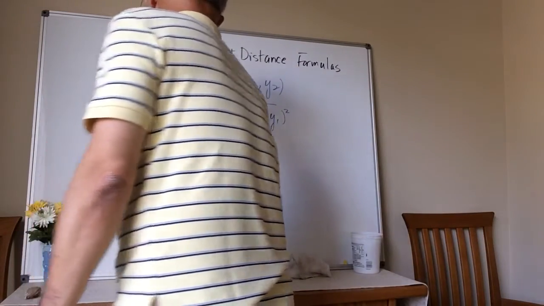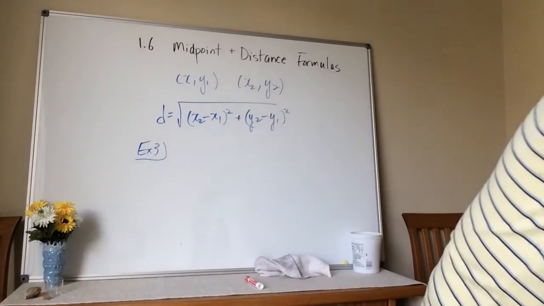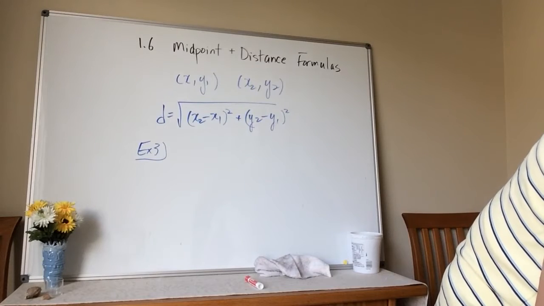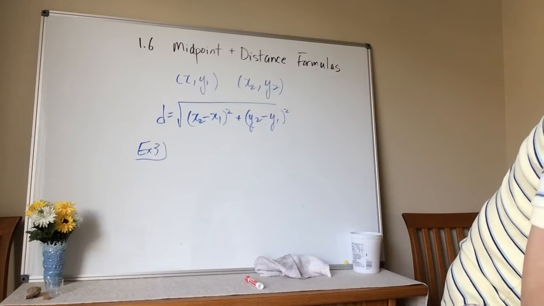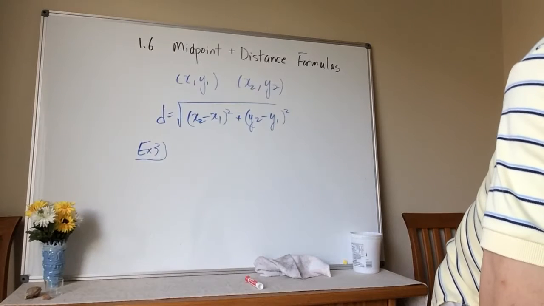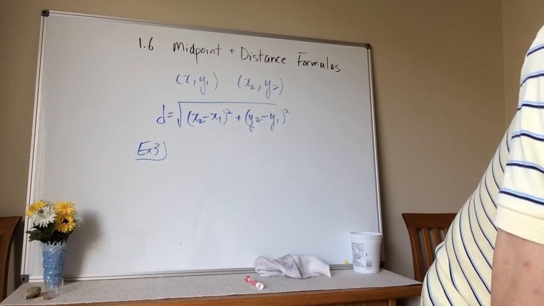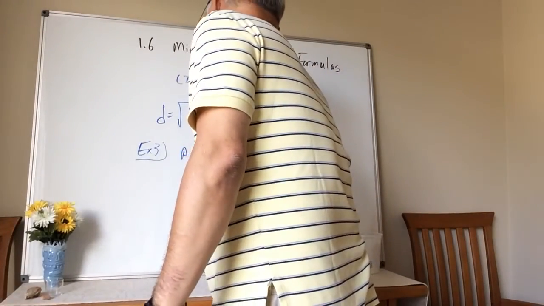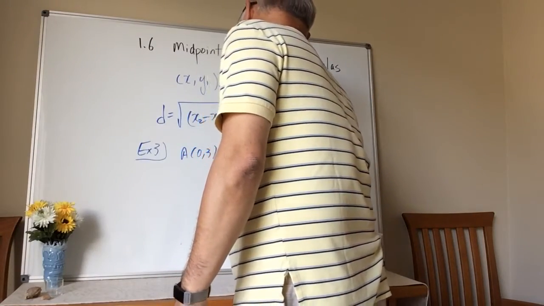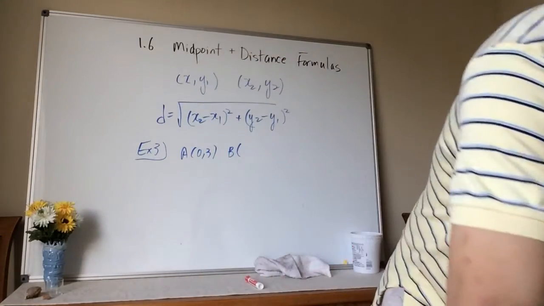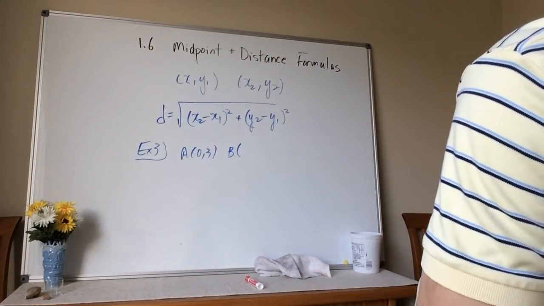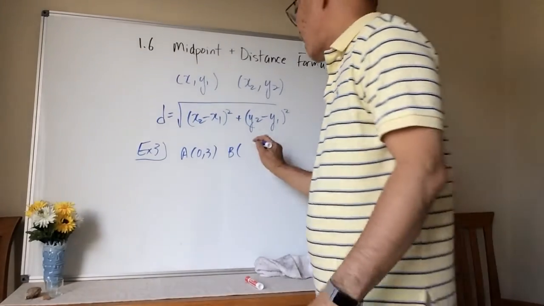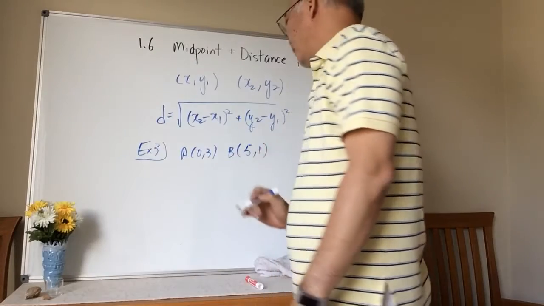Example number 3 says, find AB and CD. Okay, so let's find AB first. A is (0, 3). I'm reading this off the coordinate plane. B is what? (5, 1). So B is (5, 1).